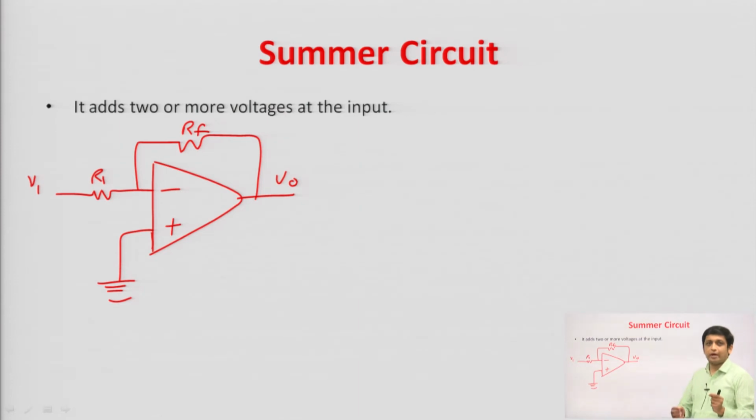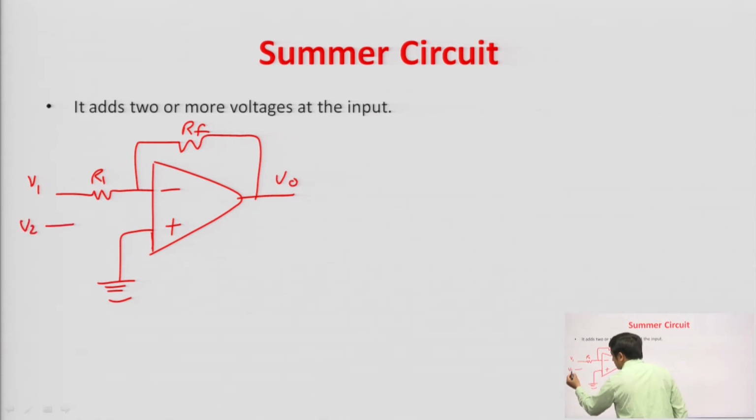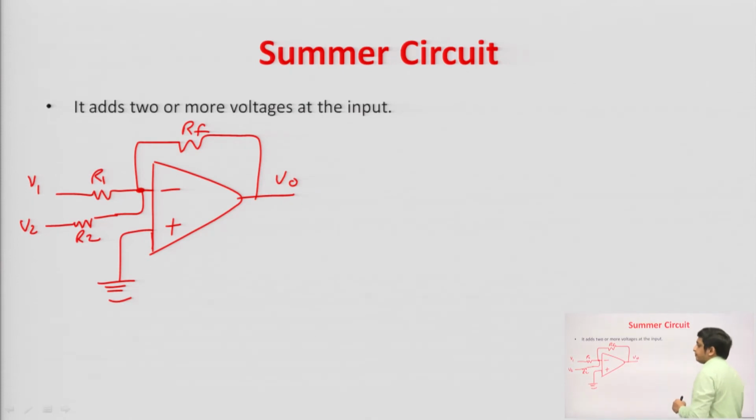Now, if we understand how we add 2 voltages, we can understand it for 3 and 4 voltages and for more than 4 also. So, let us consider the simplest case, addition of 2 voltages. The first voltage is V1, the second voltage is V2. This V2 will be applied to the inverting terminal through a resistor, let us say R2, connected to the inverting terminal.